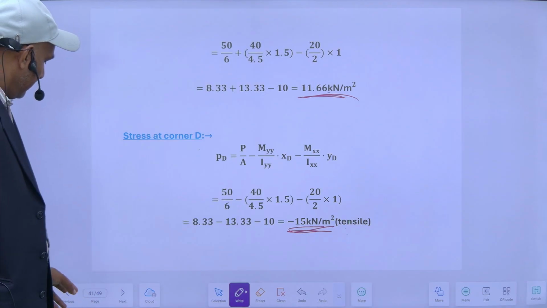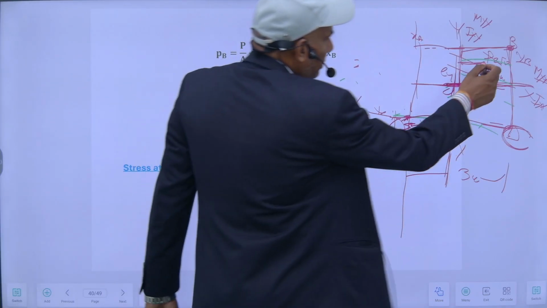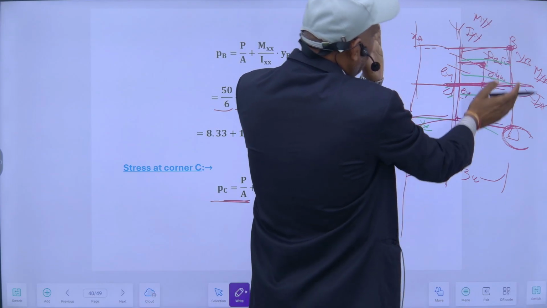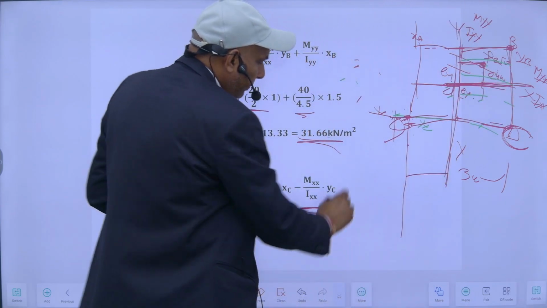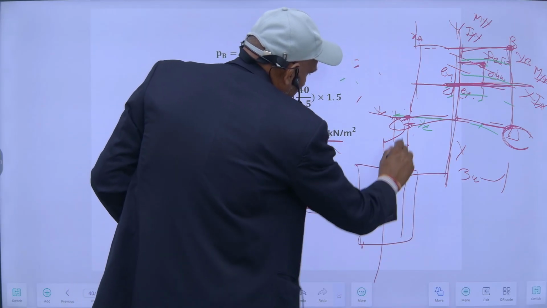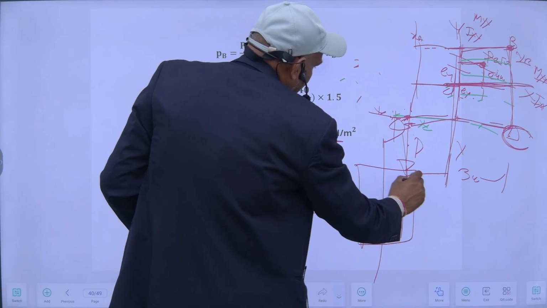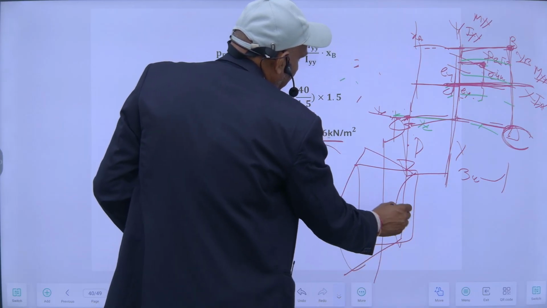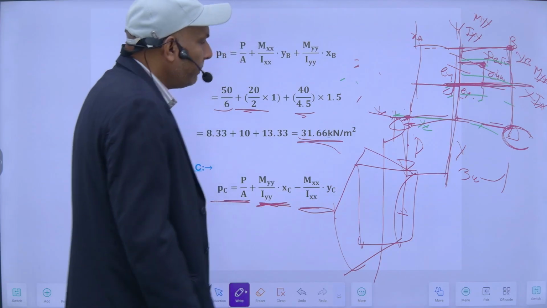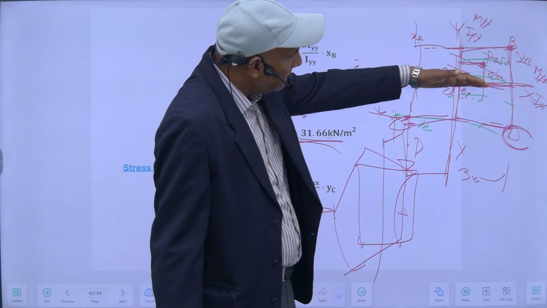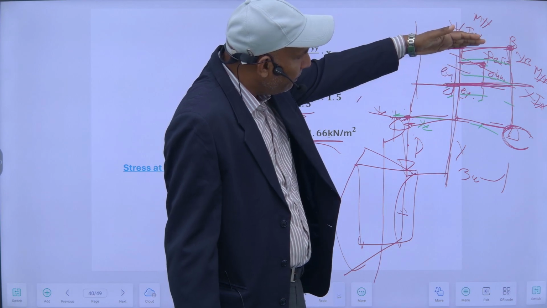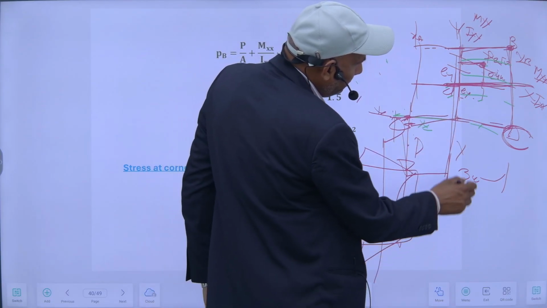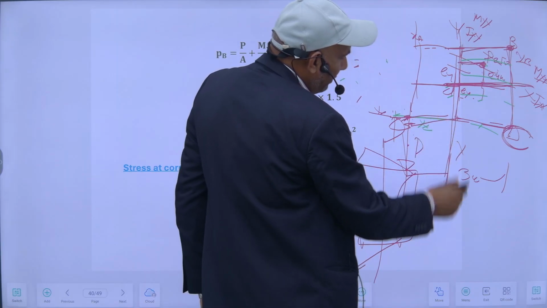So the effect of this load, if I see along the y-axis, it will create compression here and tensile on this face. So this is the load, so it will bend like this. So here it will be compressive and it will be tensile here. If I see along this axis, about this axis, it will create compression here and tensile here. So about this axis, if I see, it will bend like this.